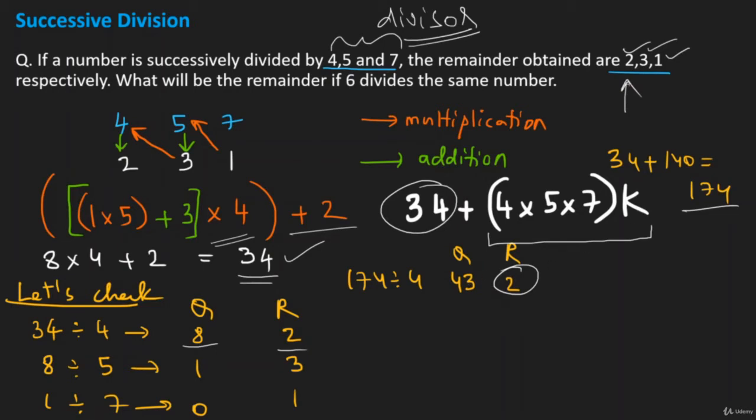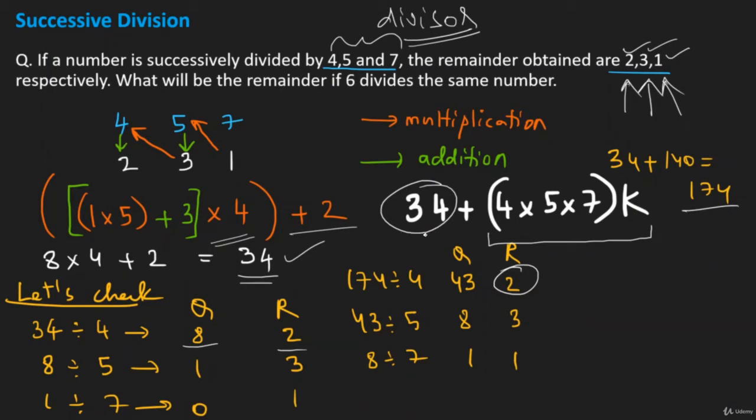Now let me take 43 and divide it with 5. That goes 8 times and I get a remainder of 3. That's what we wanted over here. I take 8, which is the quotient, and divide it with 7. It goes once and I get a remainder of 1. Therefore, we can see that the given condition is satisfied, right?